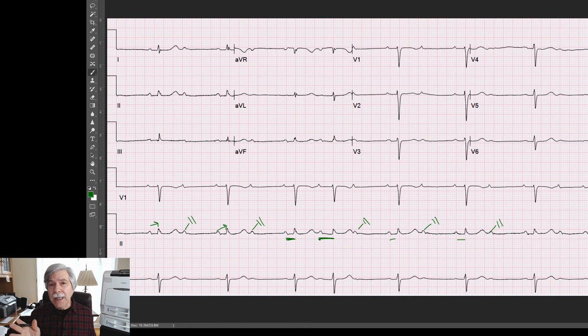You can't really tell. So in this case, it now becomes obvious because you have 2 PR intervals in a row, so you can tell that the PR is getting longer prior to dropping a beat. And so this tells you, number one, that the block is likely high up in the AV conduction system. And number two, if you stop the medications, it's likely going to get better.